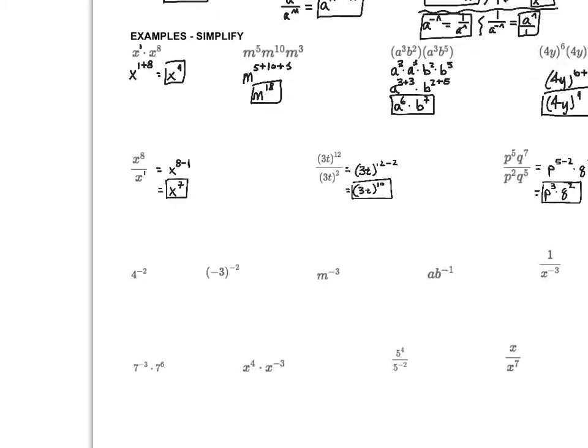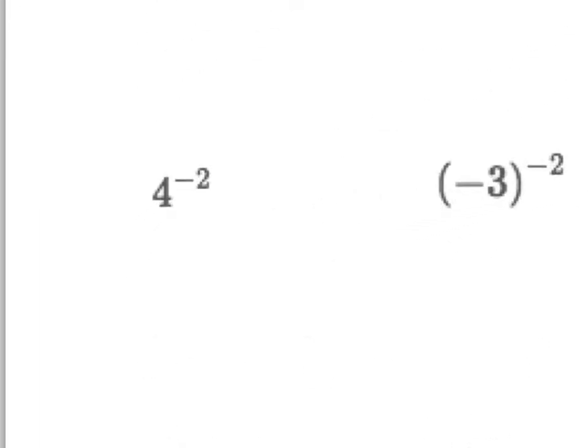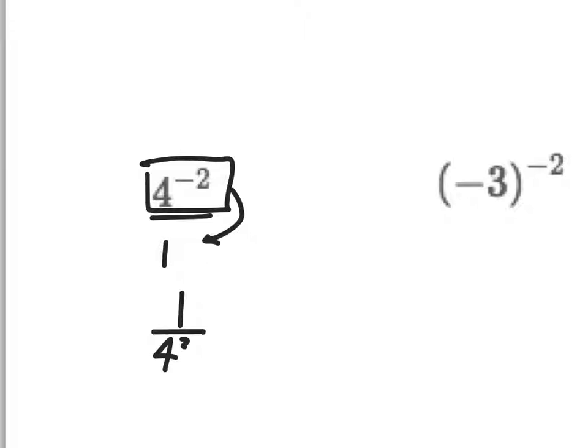Now let's look at all these. All these have negative exponents. So if I have 4 to the negative 2 power, I'm going to put this over 1. And what I think about, again, is I take this and I move it down into my denominator. So this is going to give me 1 over 4 squared, and that's my answer.